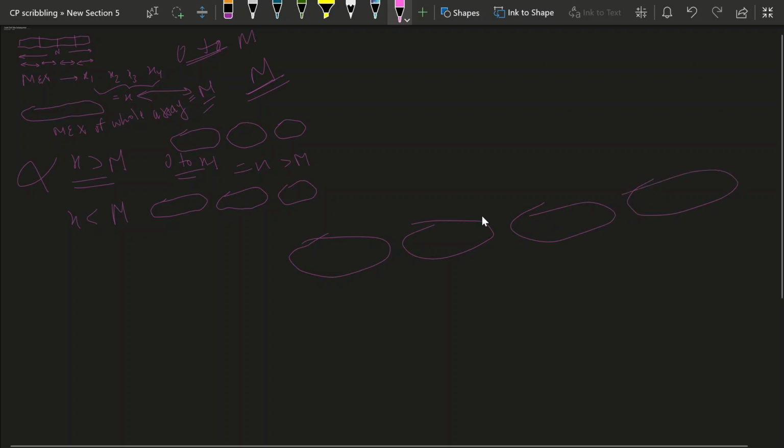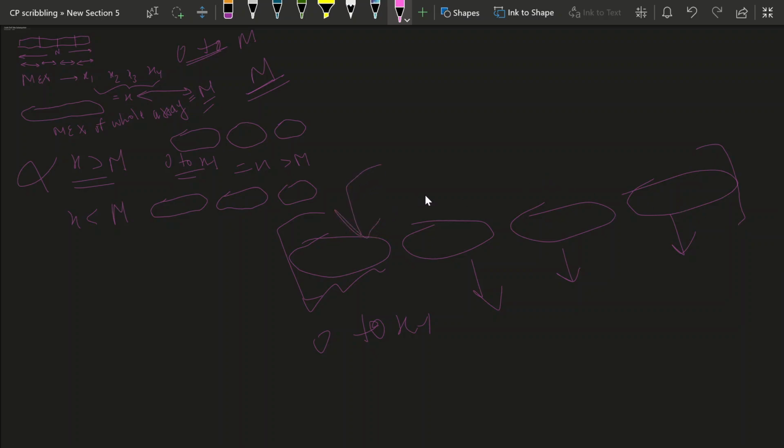So if x is less than m, then you know that in this segment you have only the values 0 to x minus 1. Similarly in this one as well, and similarly in this one, and similarly in this one, right? And let's say this is the whole array. So this part contains the values 0 to x minus 1. This part contains the values 0 to x minus 1. This one also, and this one also, right? So what you can see is that all of them don't contain x, right? Now none of them contains x.